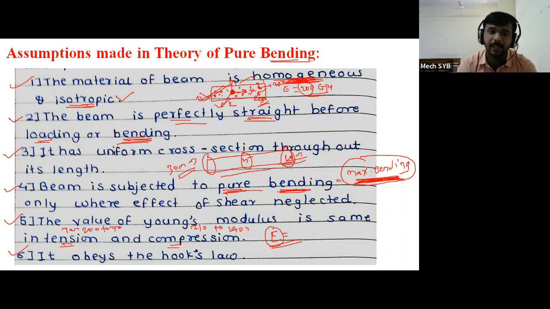And sixth one, it obeys the Hooke's law. That is, stress is directly proportional to strain. So these are the 6 assumptions that beam has to satisfy. So take all these statements, that is assumptions made in theory of pure bending.